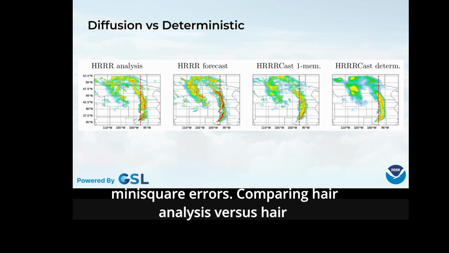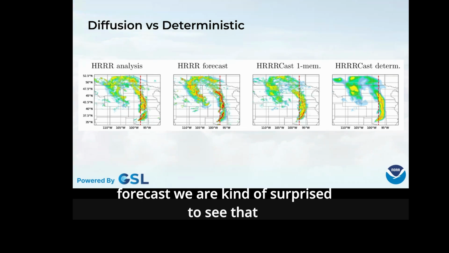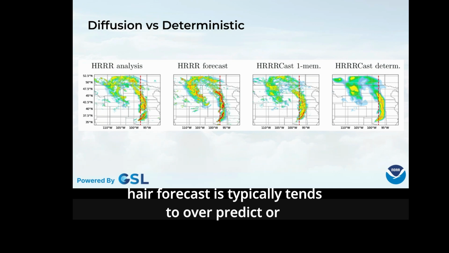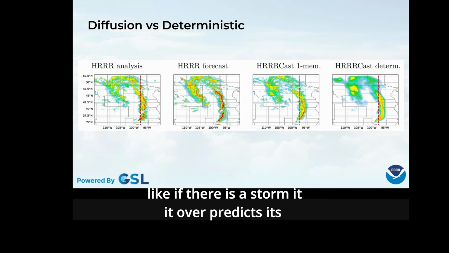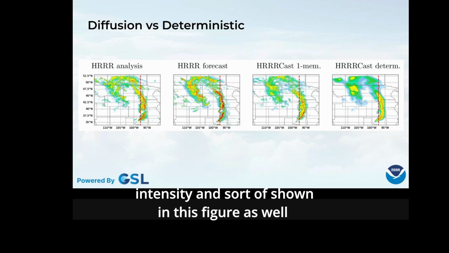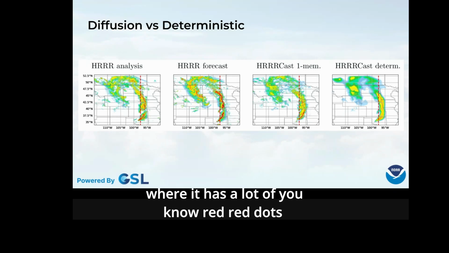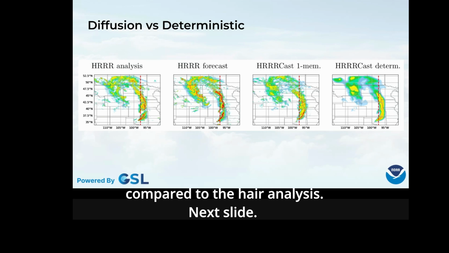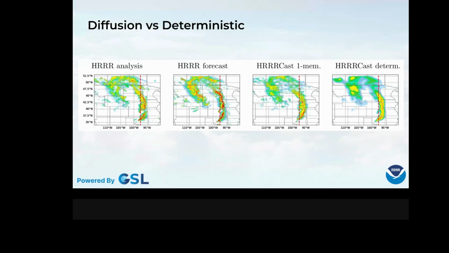Comparing HRRR analysis versus HRRR forecast, we are kind of surprised to see that HRRR forecast typically tends to over predict, or like if there is a storm, it over predicts its intensity, and it's sort of shown in this figure as well, where you have a lot of red dots compared to the HRRR analysis. Next slide.